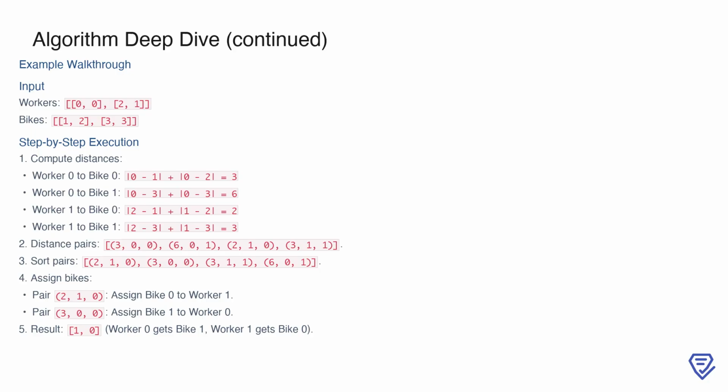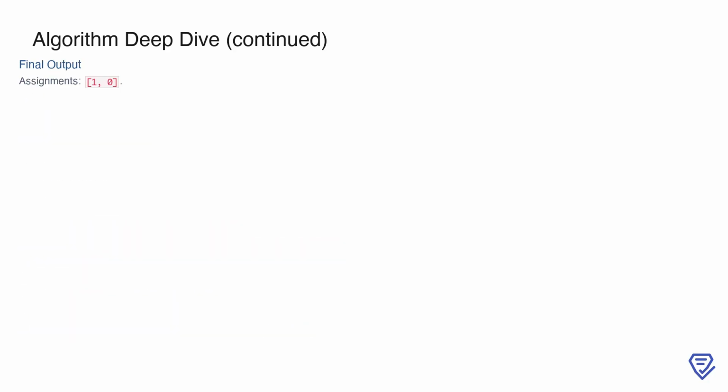Sorting these pairs results in (2, 1, 0), (3, 0, 0), (3, 1, 1), (6, 0, 1). Now, we assign bikes. The first pair, (2, 1, 0), assigns bike 0 to worker 1. The next pair, (3, 0, 0), assigns bike 1 to worker 0. At this point, all workers have been assigned bikes, so we stop. The final result is [1, 0], meaning worker 0 gets bike 1, and worker 1 gets bike 0. The final output of the algorithm is the array [1, 0]. This tells us that worker 0 is assigned to bike 1, and worker 1 is assigned to bike 0.